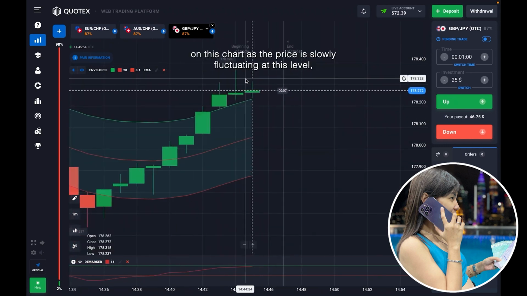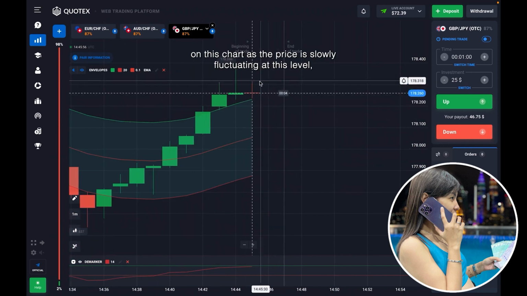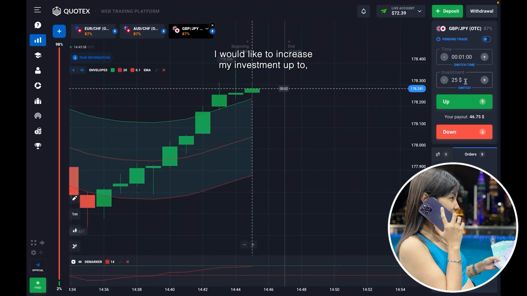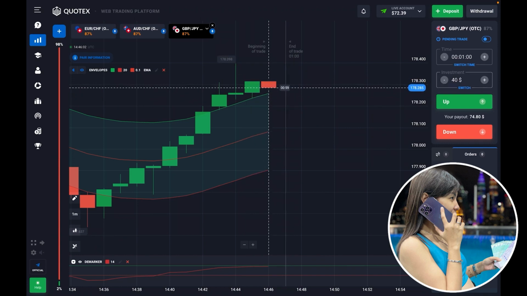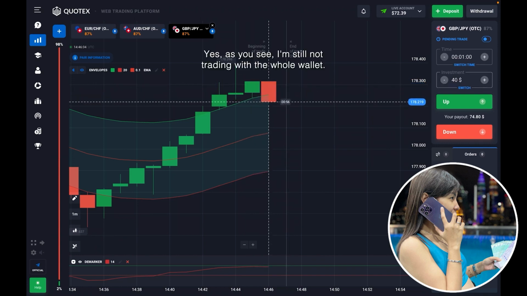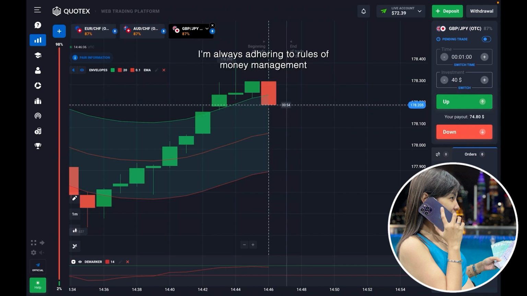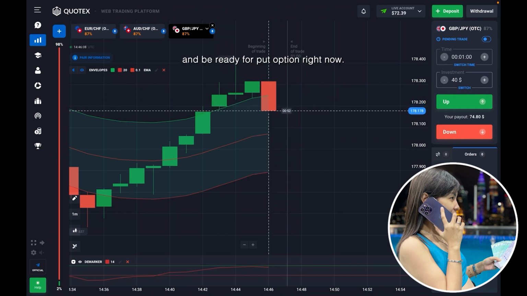Same on this chart, as the price is slowly fluctuating at this level, and I would like to increase my investment up to, I think, $40. Yes, as you see, I'm still not risking the whole wallet. I always adhere to the rules of money management and be ready for put option right now.